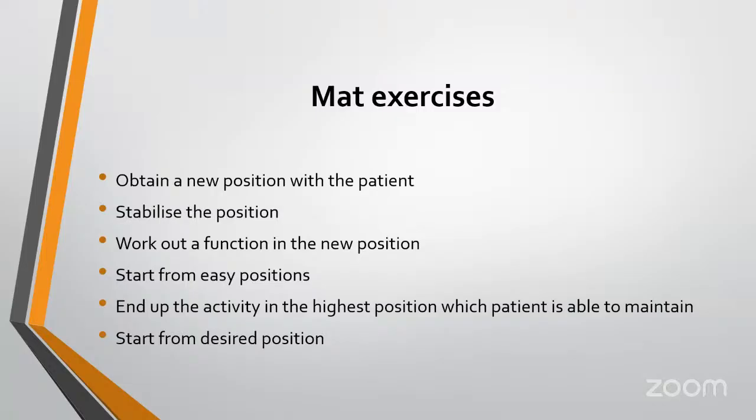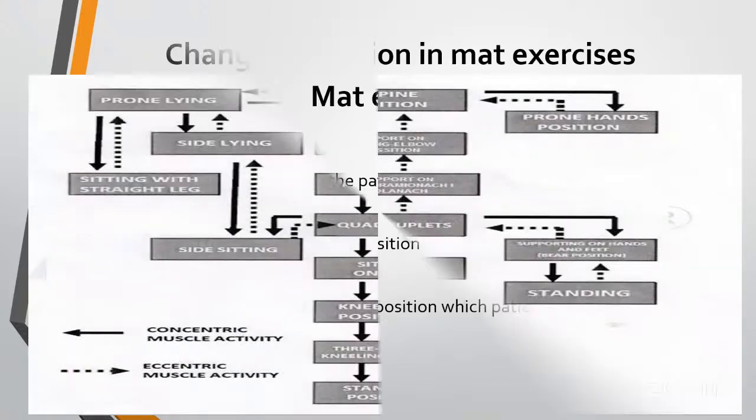Then the next thing is you carry out functional activities in that new position. You start from easy tasks to more difficult tasks. You make sure of the tasks he's able to do and the position he's able to achieve, even if it's lying down supine, you achieve all the things you want to do there. It's better you do it than go to activities that you cannot do, and every day you come and do that, and that will be a problem for the patients. Then you end up with the highest that the patient can achieve. That will be the end of the exercise or the mat activity.